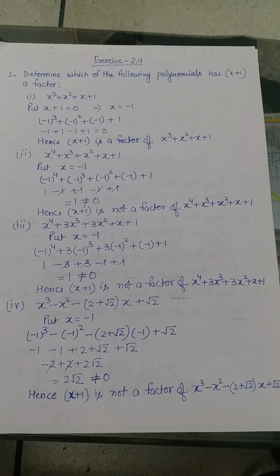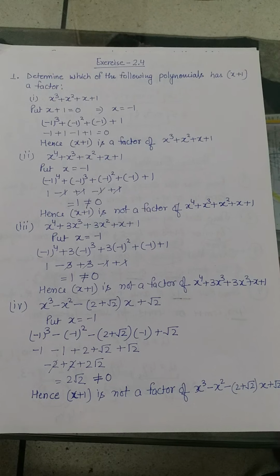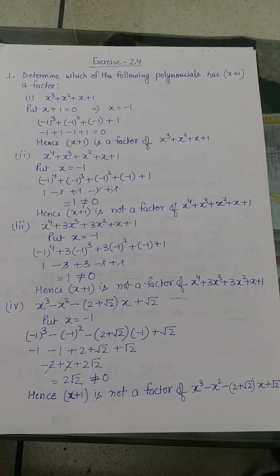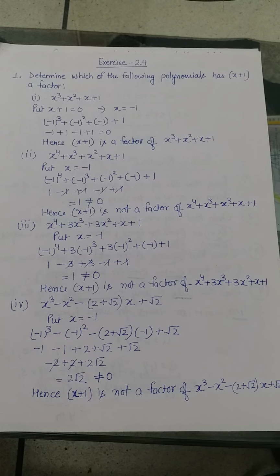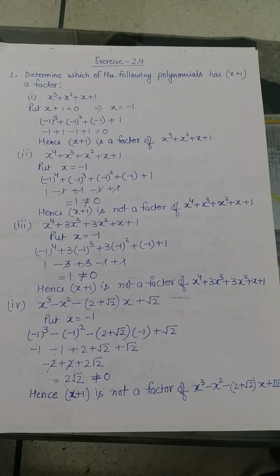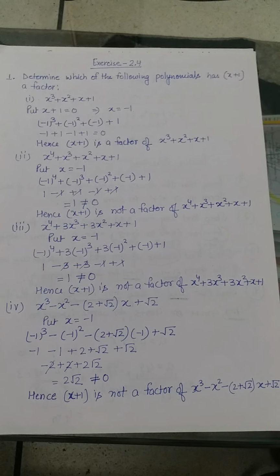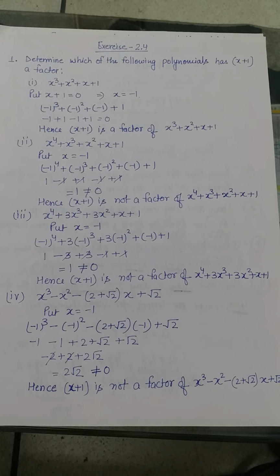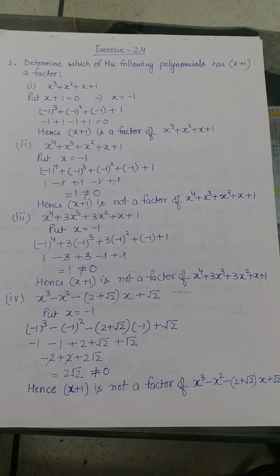Clear? It means when we put the value of x, x plus 1 must be a factor of the polynomial, which means the remainder must be 0. So we are using the remainder theorem and checking if the remainder is 0, then it is a factor. If the remainder is not 0, then it is not a factor. Similarly, you can do the rest of the parts, second, third and fourth.